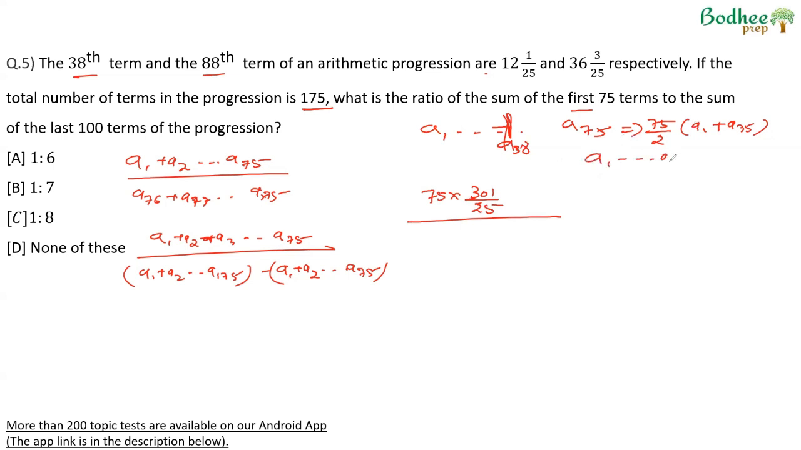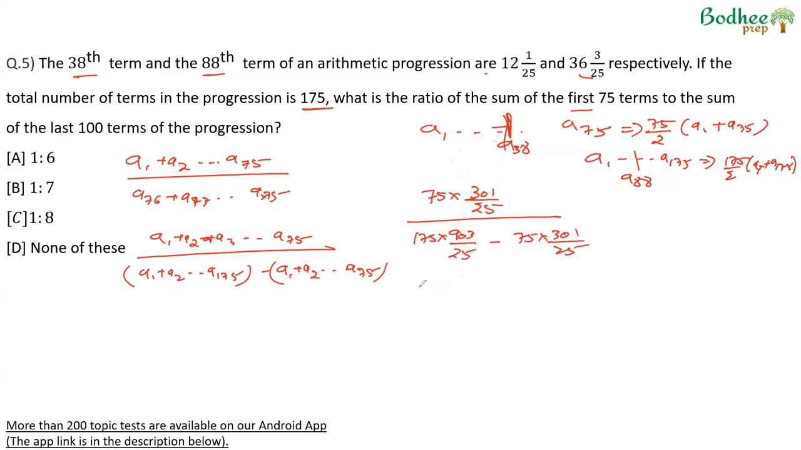What will be the sum of all the terms? If you look at A1 to A175, the central term will be (175 plus 1) by 2, which is 176 by 2, which is A88. And therefore, A88 is nothing but (A1 plus A175) by 2. The sum of this series will be 175 by 2 into first plus last term, that is A1 plus A175. Therefore, the sum of the entire series will be 175 into 903 by 25, minus 75 into 301 by 25. This becomes my net expression.